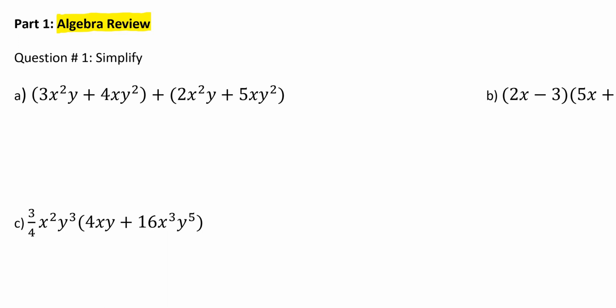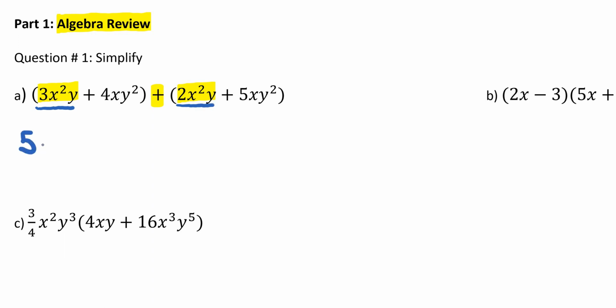So I see a plus sign right here. So I have 3x squared y, and we can combine that with 2x squared y. So we're simply just adding these terms right here because these are like terms. So 3 plus 2 is going to be 5.